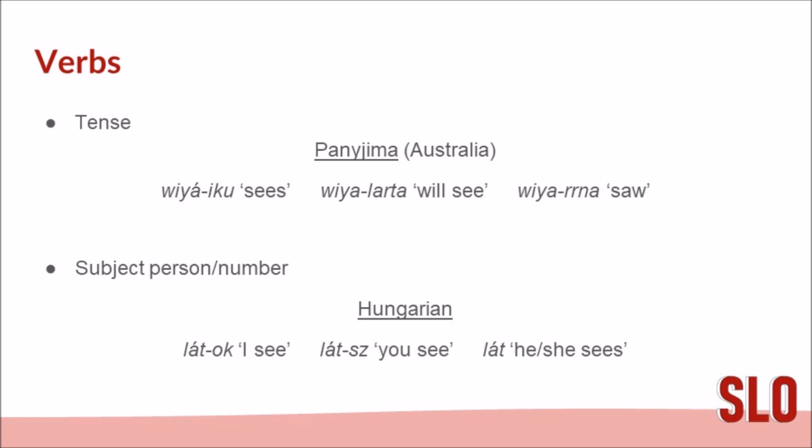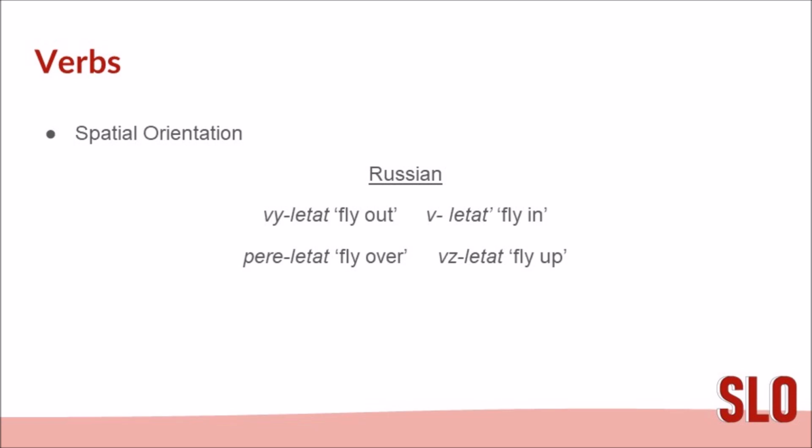It can also represent subject persons or number. In Hungarian, látok refers to I see, látsz is you see, and lát is he or she sees. The affixes added to verbs can also give an idea of the spatial orientation of the verb. For example, in Russian, we see that the prefix added actually changes the direction. For example, fly out, fly in, fly over, and fly up.